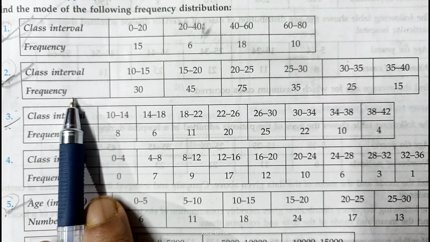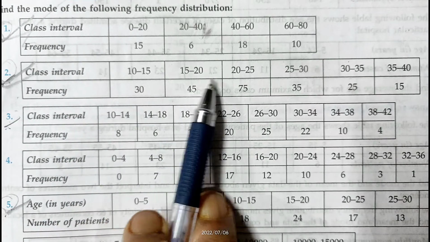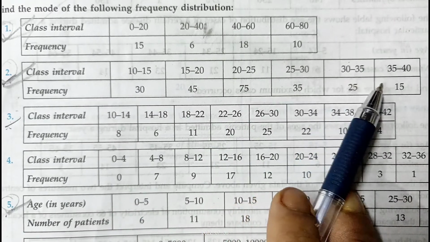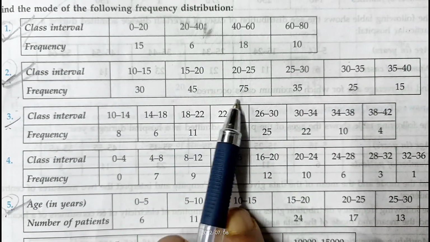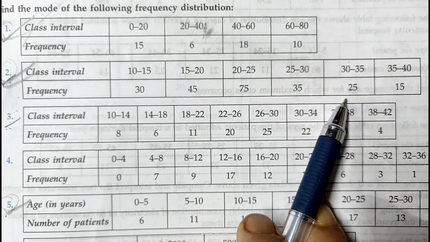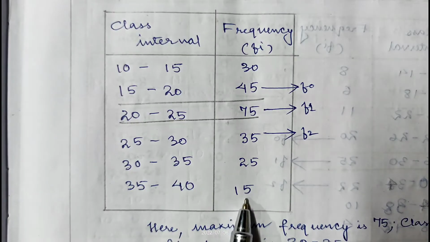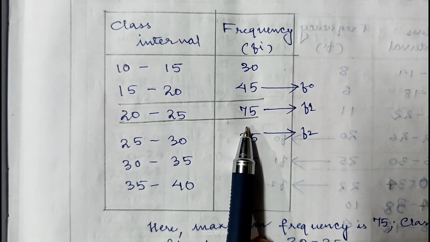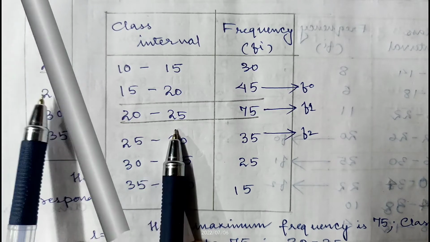Now question number 2 of 14b. Here it is given class intervals are 10 to 15, 15 to 20, 20 to 25, 25 to 30, 30 to 35 and 35 to 40, and corresponding frequencies are 30, 45, 75, 35, 25 and 15, and we are to find the mode of the given frequency distribution. Out of these frequencies, 75 is the maximum frequency. So the class corresponding to 75, that is 20 to 25, is the modal class.